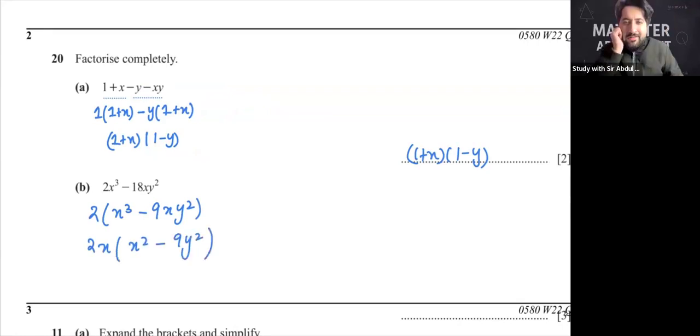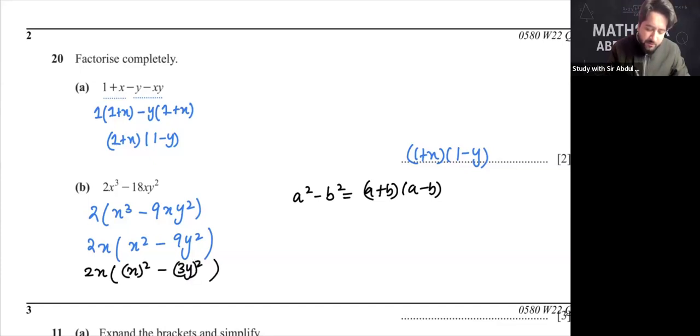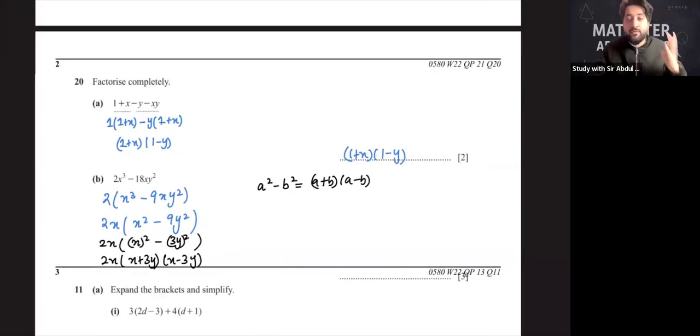You will be thinking that your question just ended, but not. Why? Because x square minus 9y square is your third identity. And you know that third identity is a square minus b square is equals to a plus b and a minus b. So you got the idea that x square is your a and 9y square is your b. So 2x into x square minus 9y square, which can be written as 3y whole square. So in place of this bracket, I can write x plus 3y and x minus 3y. This is technically the complete factorization, and this question came in winter 2022 for 3 marks.